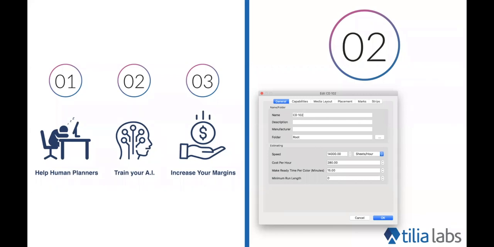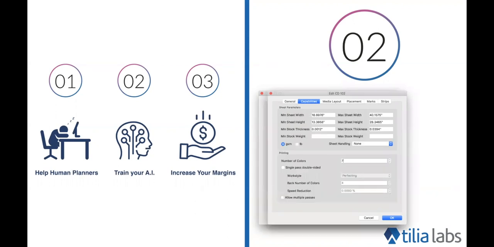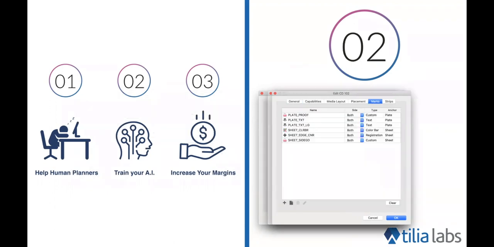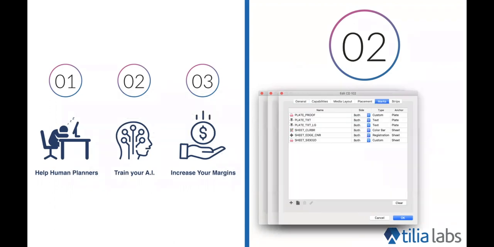Press, and we make Phoenix aware of the speed of that press, the cost per hour to run that press. So every device is a cost center. The make ready time per color, the minimum run length, the constraints of the press. So the min and max sheet size that it can run and stock thickness, the number of colors on that press. You make Phoenix understand the marks that you're using so that if it uses that particular press, it will automate generation of the production marks in an intelligent way.